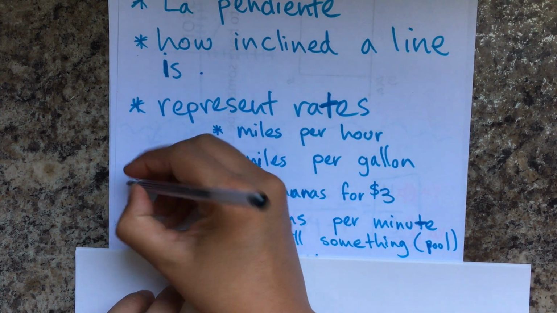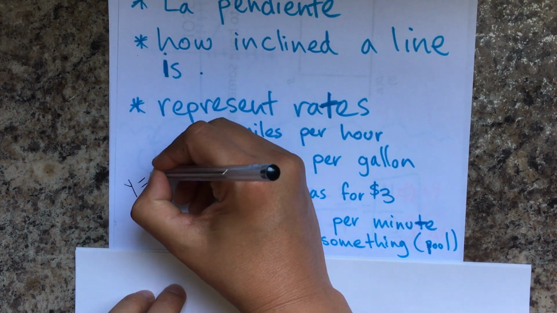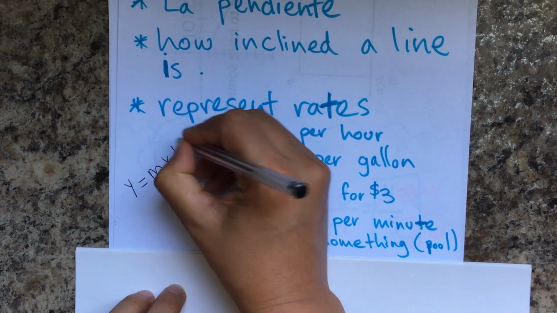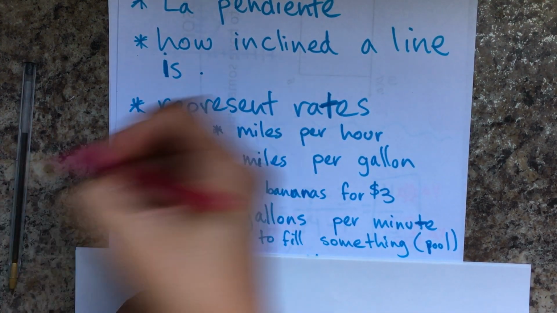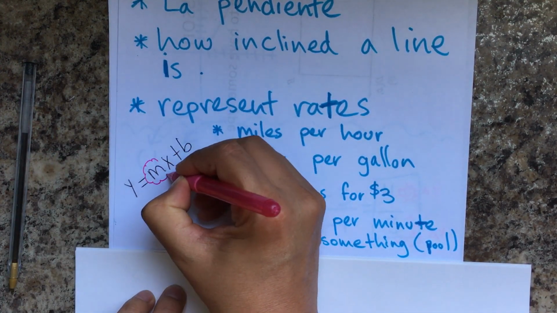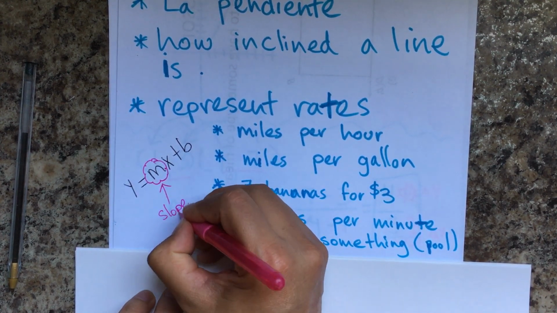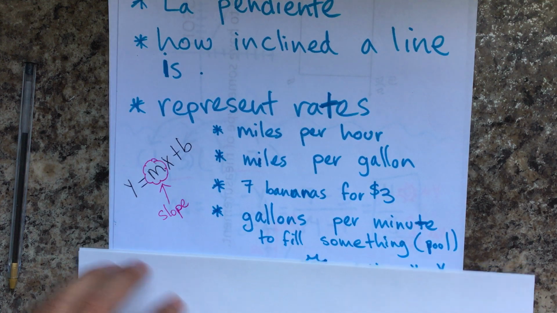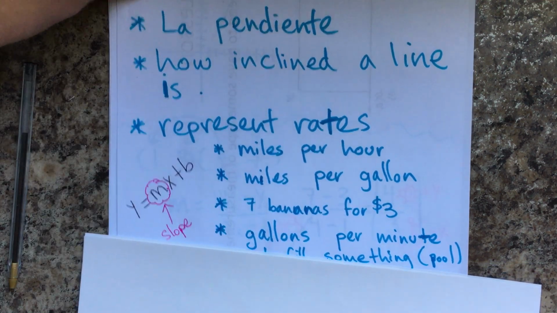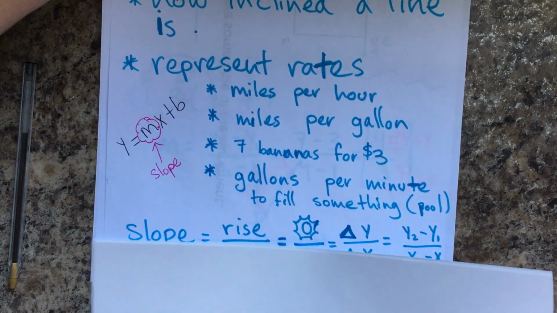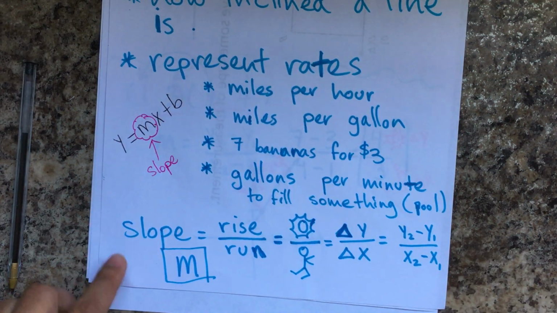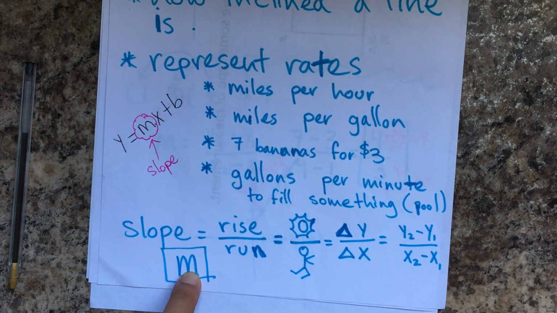So let me write that down. You have seen it before. y equals mx plus b. So this part right here is the slope. Okay. It's represented by m, and it's also known as rise over run.